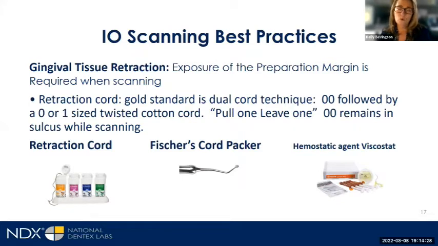And I will say I'm a little more old school, if you will. A gold standard for me or best practice for me really is a double cord technique where I'll place a double or triple zero cord in first, followed by perhaps another double zero or a one. It depends what the tissue can take. And it's important that both cords are applied and that there's no hemorrhaging. So some sort of a hemostatic agent is very helpful. I like the Viscostat. It's an Ultradent product and it has a sponge tip applicator that you can really burnish the hemostatic agent into the tissue itself.